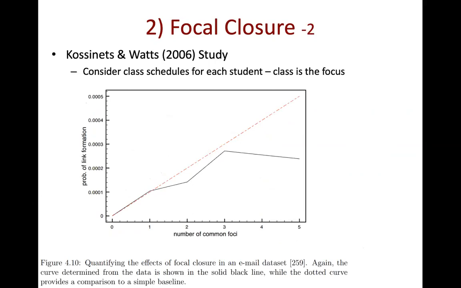The same study is by Kossinets and Watts in 2006. You can see that they start considering the class schedules for each student and class in focus, right? You can see the number of common friends: after getting more than 3 common friends, the probability of link formation is getting lower. So basically what it means is, if you are in the same class environment and you have more than 3 friends in common but you still haven't connected, then the probability of your connection starts dropping drastically. So what situation does it describe? It describes a situation of disinterest, right?